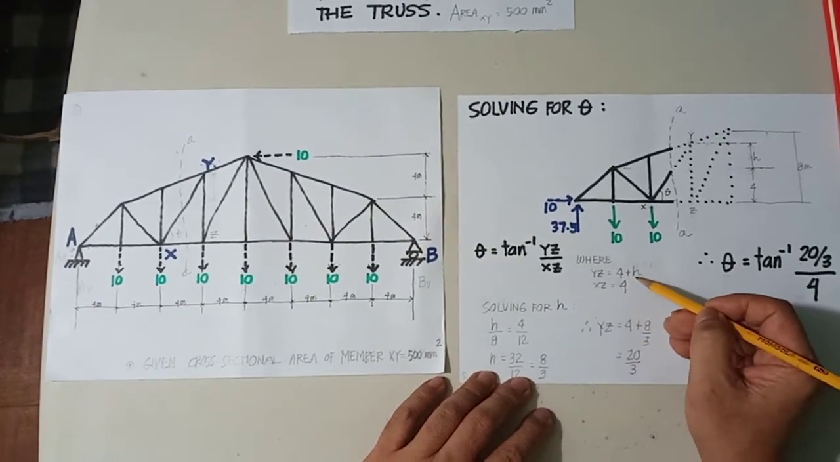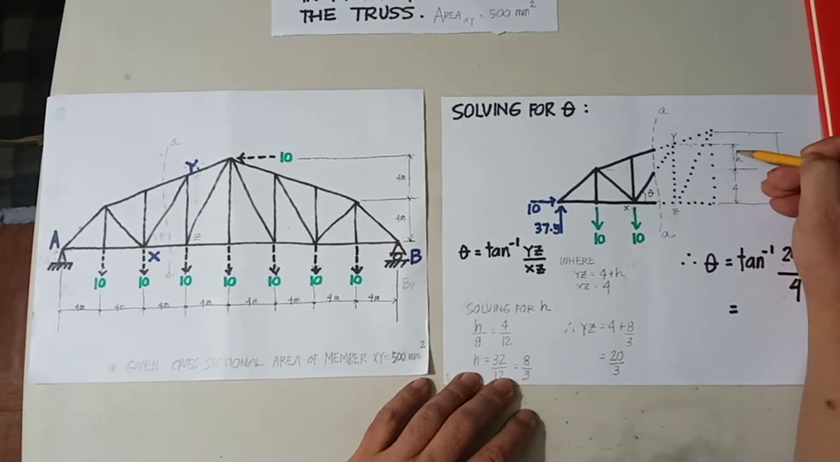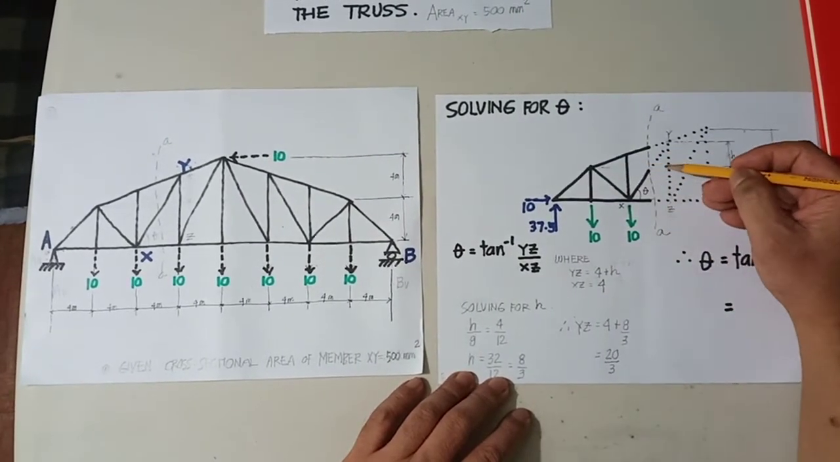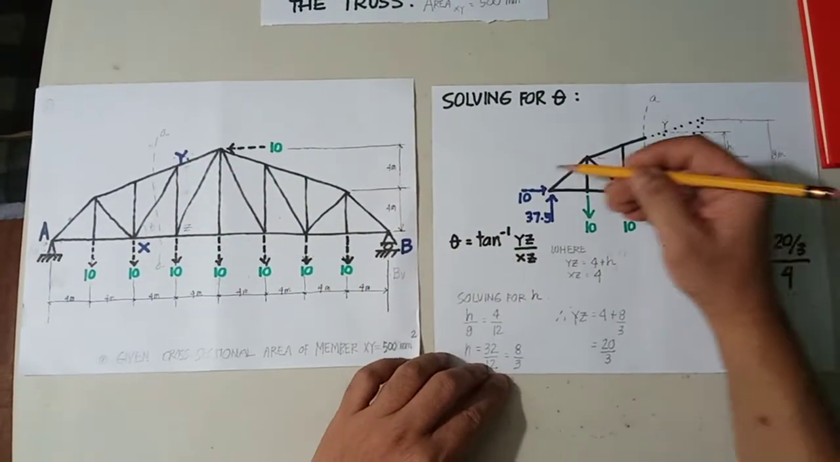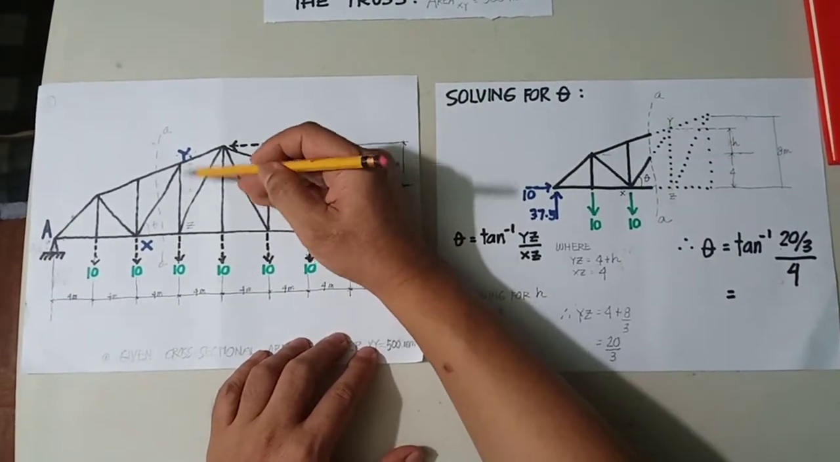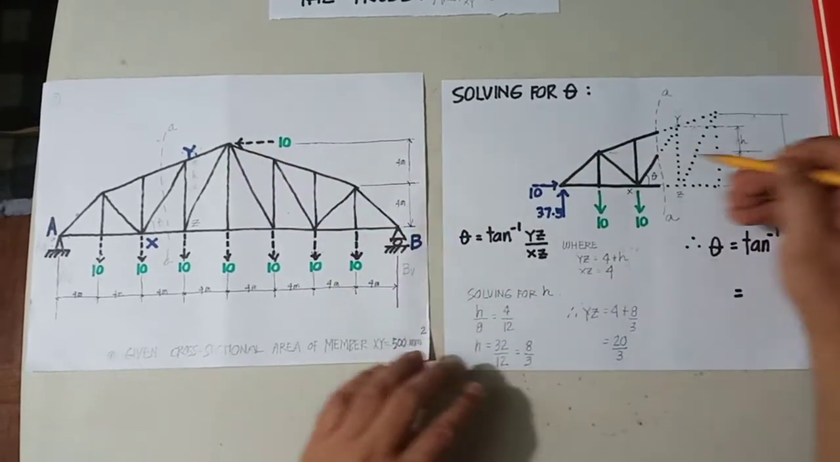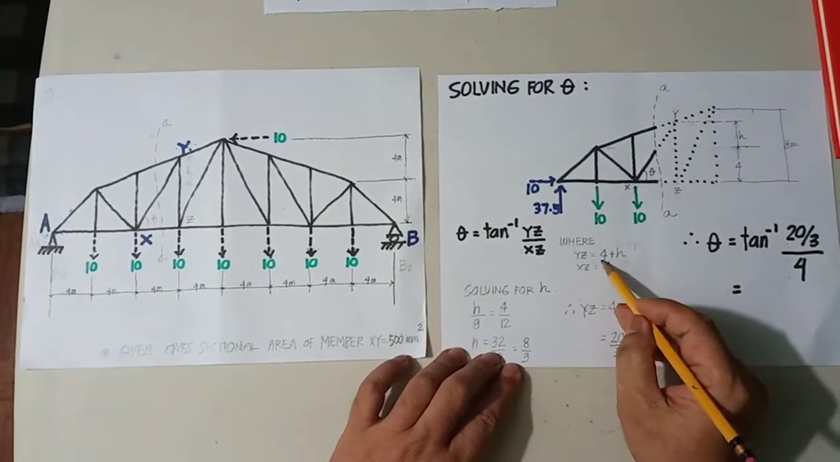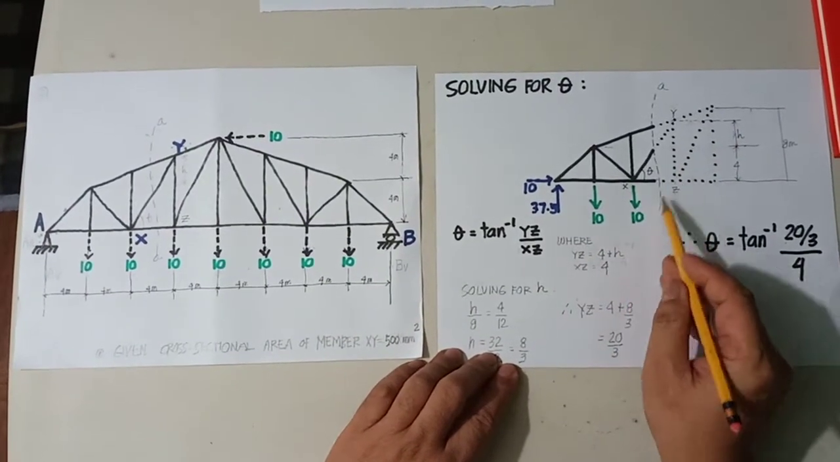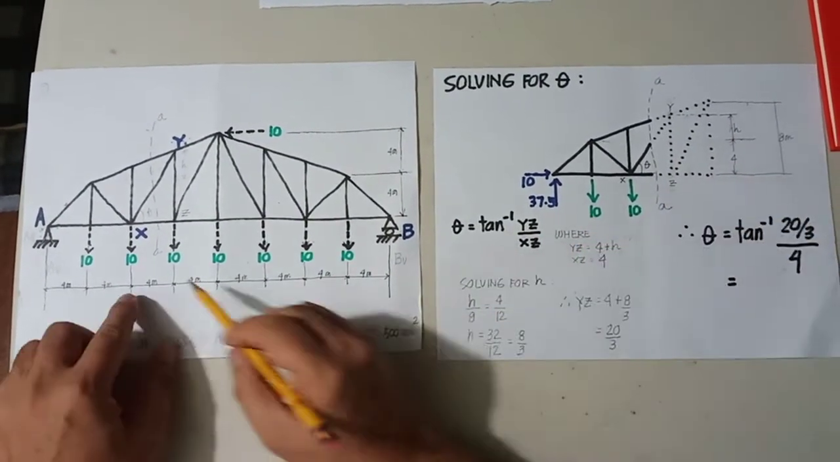YZ is 4 plus H. Let's assume that this value is H. This is 4, here is 4, and this small part here is now equivalent to H. Therefore, YZ is 4 plus H, and XZ was already given as 4.